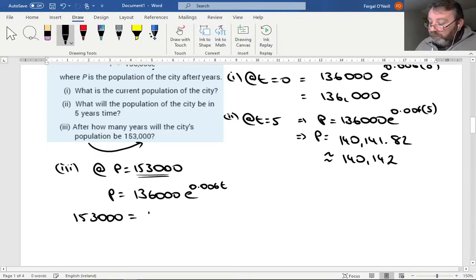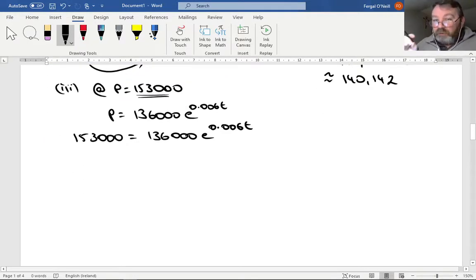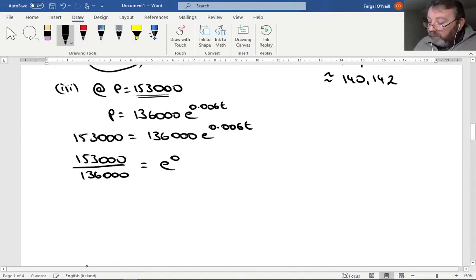So we put that 153,000 over here for P. 153,000 equals 136,000 e to the 0.006t. And again, remember, if the exponential function is being used, the natural log is going to be pulled in at some stage in order to remove the exponential base to get to the power of t, to get t on its own. Okay, so the first thing I'm going to do here is divide both sides by 136,000. So 153,000 over 136,000 will give me e to the 0.006t.